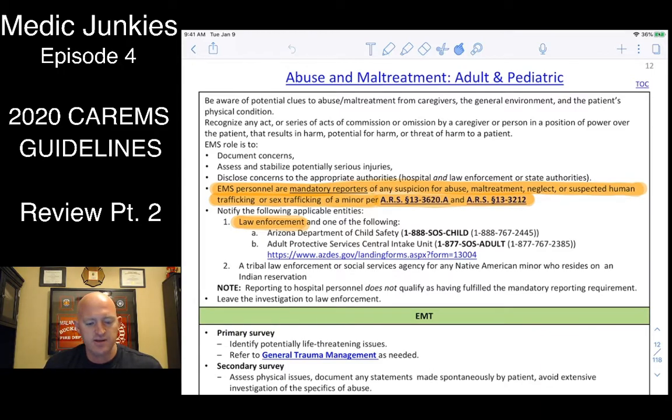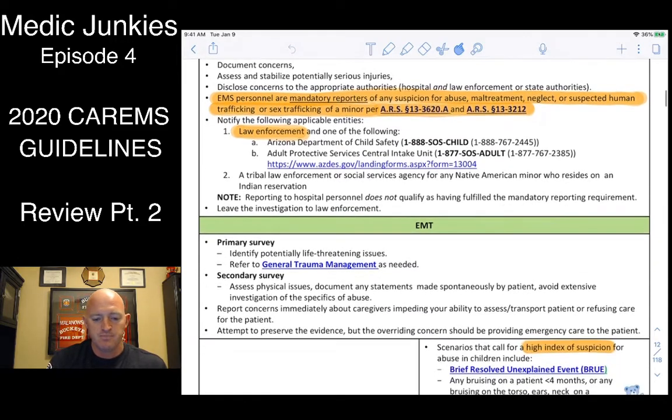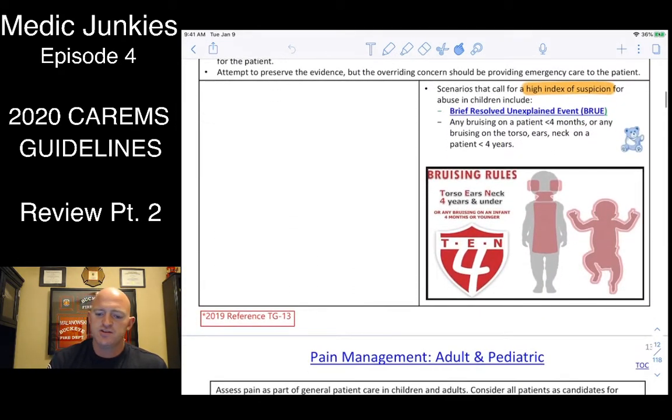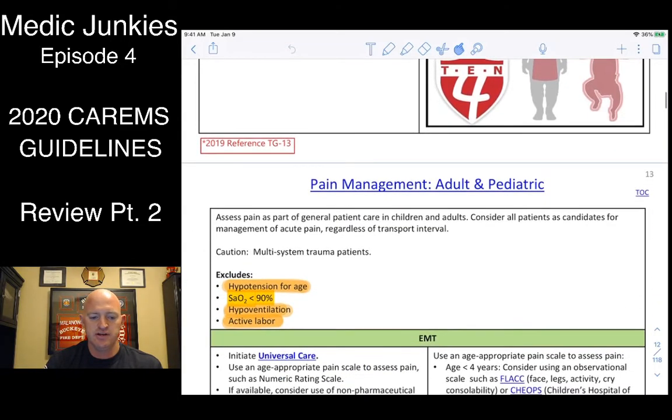Document what you find. Let the nurse know your suspicions when you transfer care. And there's going to be some other documents that we probably need to follow up with. And of course, law enforcement, PD should always be called. These are some of those areas, some high index of suspicion that you'd think maybe some abuse is going on. So 4 years and under, if they're having any kind of weird markings, bruises, injuries in those areas, something to think about, okay? Unfortunately, abuse is a very real issue.